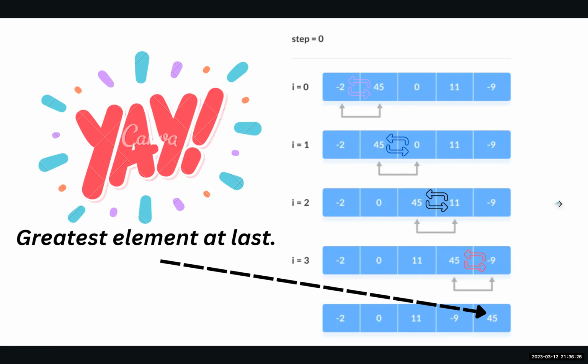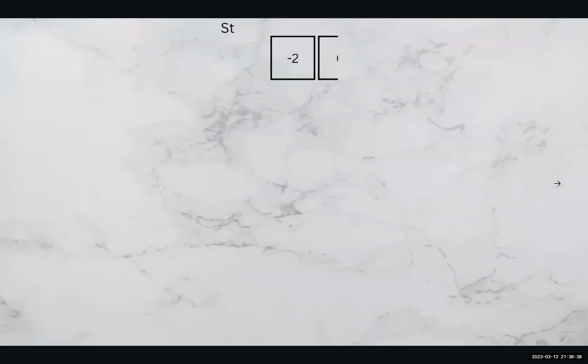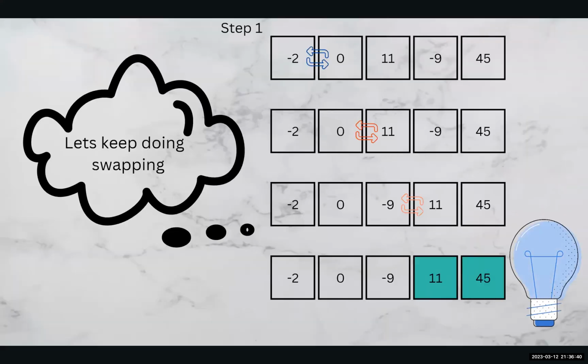As we see that we are repeatedly swapping the elements, we will keep doing this again and again until our array becomes sorted. So let's again apply the same algorithm. We have 45 at the last. We'll start from the beginning, -2 and 0. These are in the correct order, increasing order. So we don't swap them.